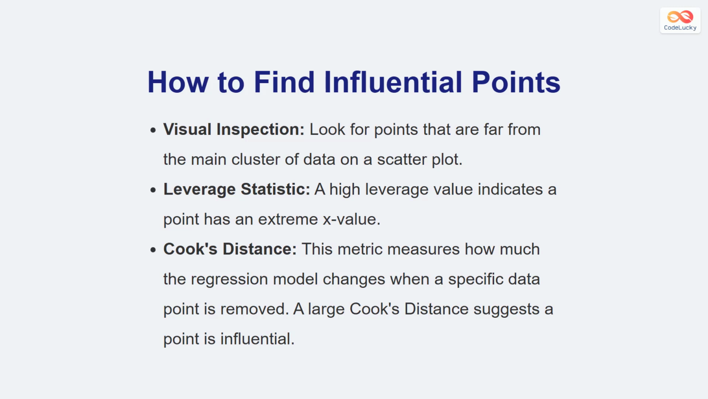How can we spot these points in our data? The simplest way is to create a scatter plot and visually check for any points that seem unusual. For a more technical approach, we can calculate a point's leverage statistic. We can also use a metric called Cook's distance, which directly measures how much the regression model changes if a point is deleted.